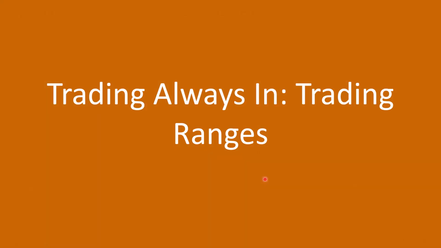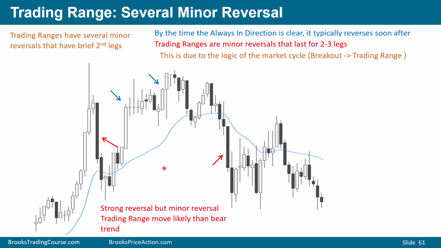Next, we're going to talk about always in when you're inside of a trading range. We have a trading range with several minor reversals. Remember what I said earlier, minor reversals, leg counting is critical. And whenever you see second and third legs inside of a trading range, it's usually better to exit the trade, especially when you're at the bottom or top of the range. All of these are minor reversals. By the time the direction is clear, usually you see a reversal soon after.